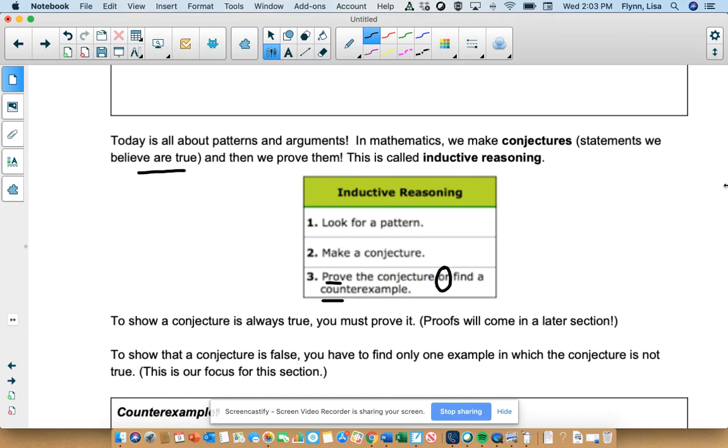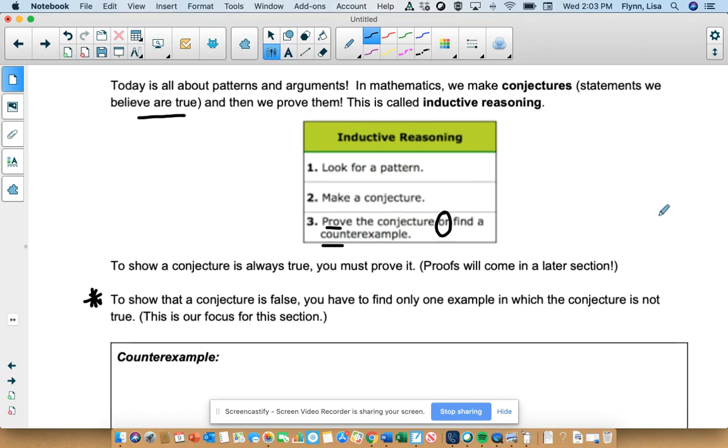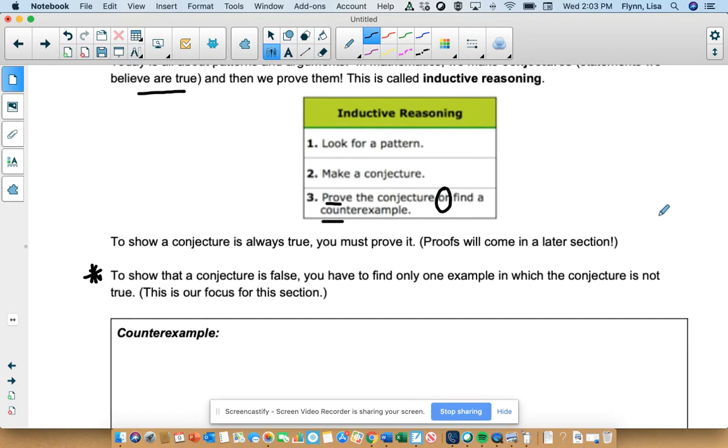Perfect. And again, to show a conjecture is always true, we're proving it, but we're going to do that in a later section. Today we're going to focus on counterexamples, proving conjectures to be false. All right, so just think about that. Today we're going to talk more about proving them to be false. In order to prove something to be false, we have a counterexample. So this is an example in which the conjecture is not true.